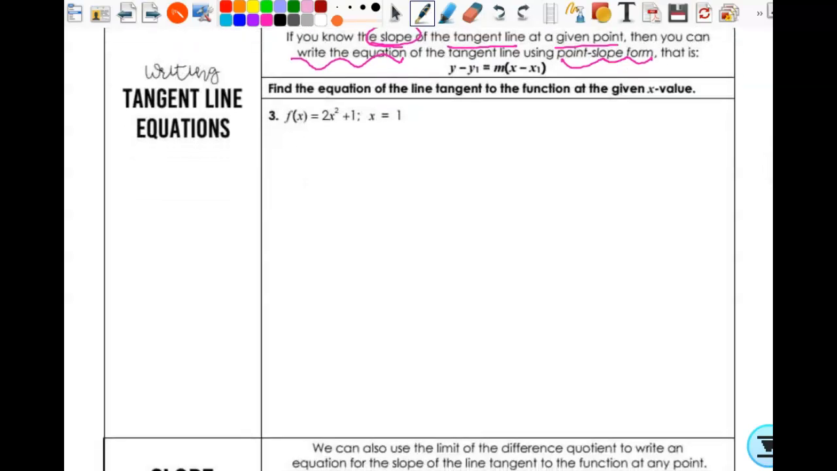All right, so this says to find the equation of the tangent line. Well, in order to do that, we still have to find the slope. So we have to start off by finding what we've been doing. So we're going to find the slope. So the slope is equal to the limit as h approaches 0 of f of 1 plus h minus f of 1 over h. We all good with that? Just doing the same thing we did on the front.